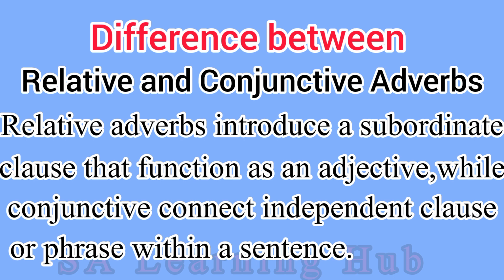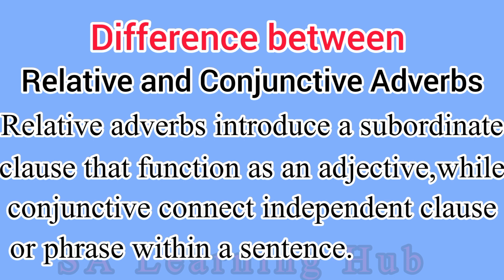While on the other hand, conjunctive adverbs connect independent clauses or phrases within a sentence. They show a relationship between the clauses or phrases, such as contrast, cause and effect, or time. For example, she was very tired, however, she still managed to finish her work. In this sentence, however is a conjunctive adverb that connects the two independent clauses: she was very tired, and she still managed to finish her work. These are two different clauses. It shows a contrast between the two clauses.